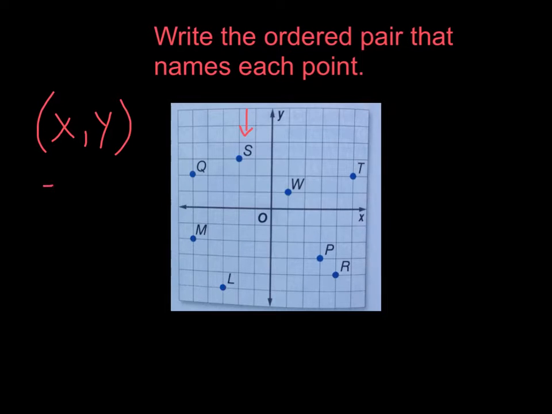So the point there would be -1 here. And now the y-axis right up here, S crosses the y-axis right here, which when I go up would be positive numbers, 1, 2, 3. So that ordered pair would be (-1, 3), and we put parentheses around it.